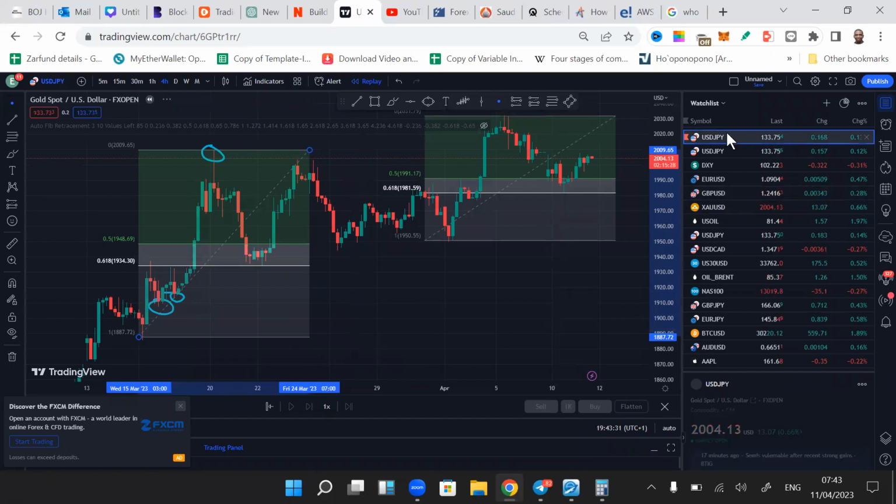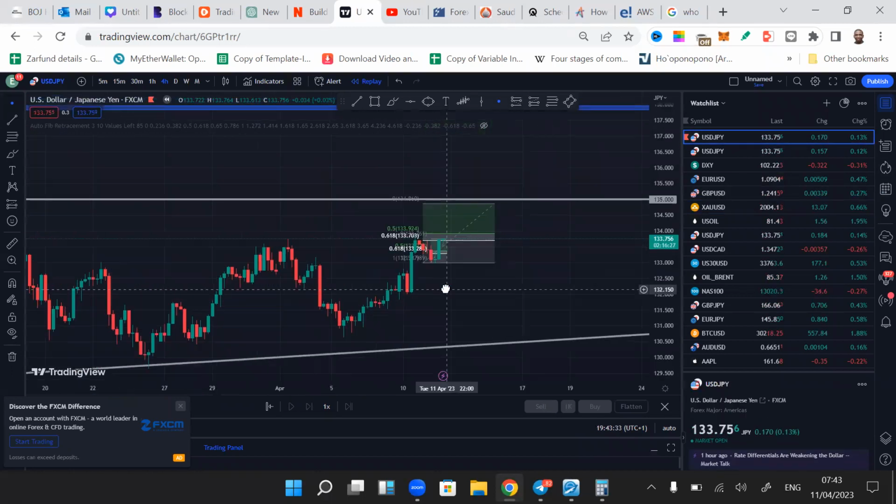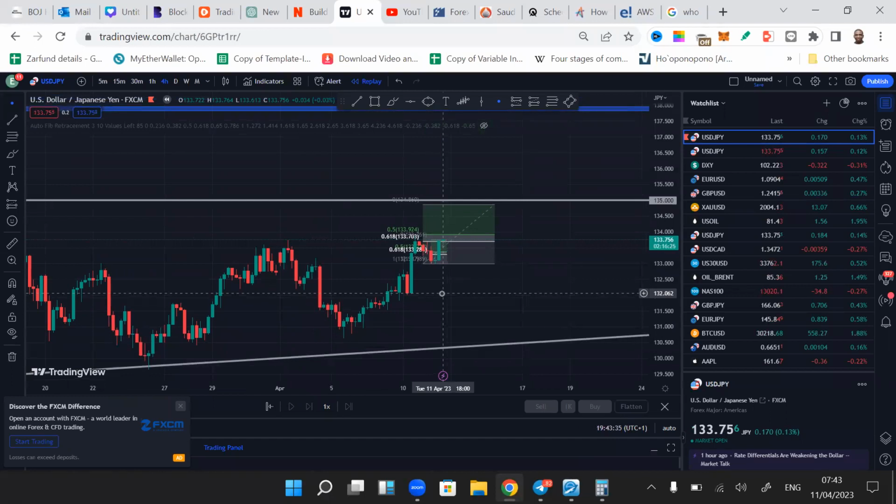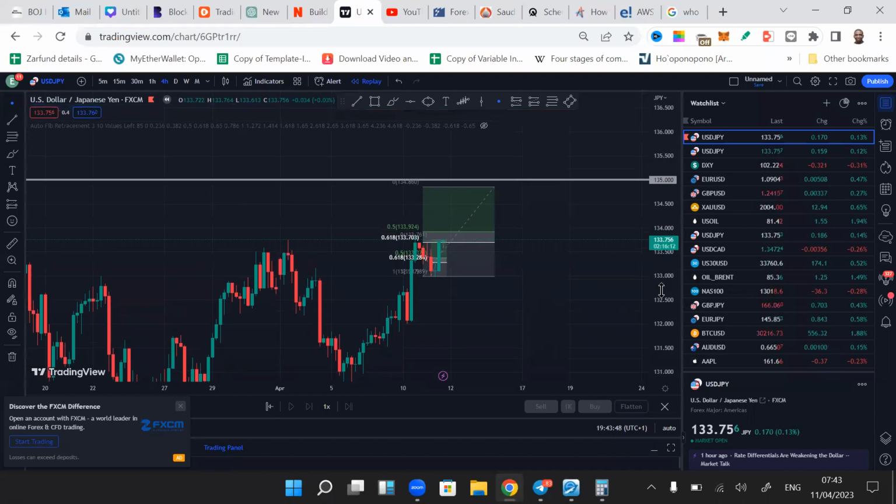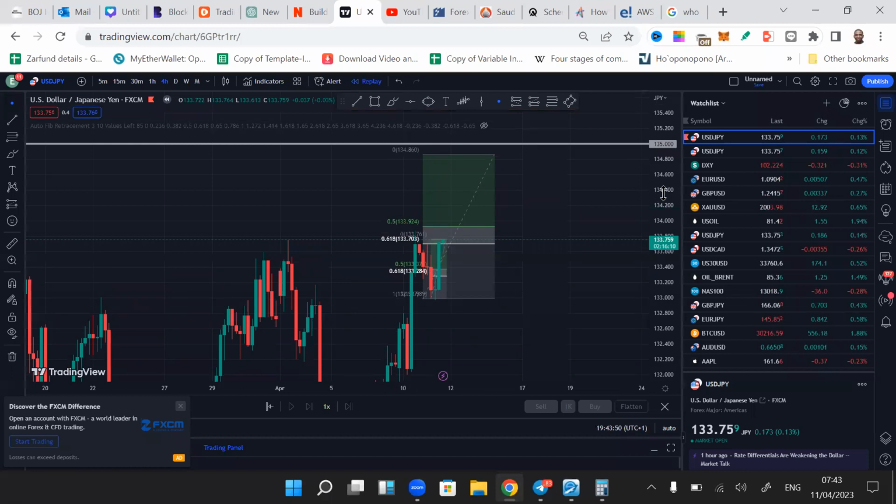For USD JPY that I trade, I know exactly where to pick my lows and highs from. I know that when I'm picking my highs and lows, it is usually best if I pick them on the 4-hour chart. Now, in some cases, the 4-hour and the 1-hour will come together.